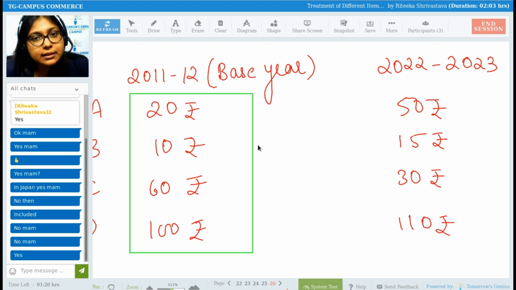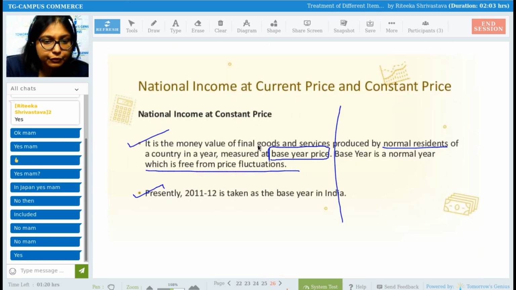How do you select a base year? The base year is always selected in such a manner that there are no fluctuations in the economy, no inflation, no deflation, and no pandemic situation like we had. So 2019-20 can never be a base year because there were a lot of fluctuations in the price of goods and services, and such a year we do not want as a base year. So the base year is 2011-12.